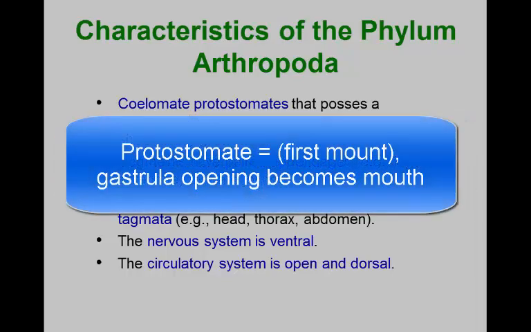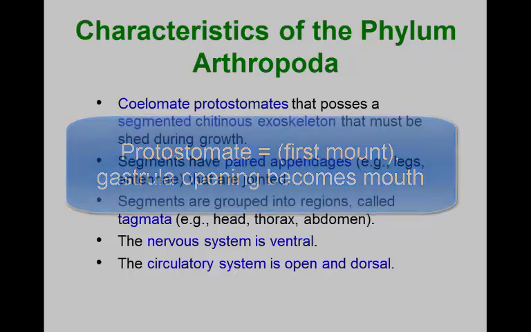They're protostomates. That means they're first mouth. So in the development of the embryo, when that blastula invaginated to become the gastrula, that invagination is the mouth. So they're first mouth organisms.